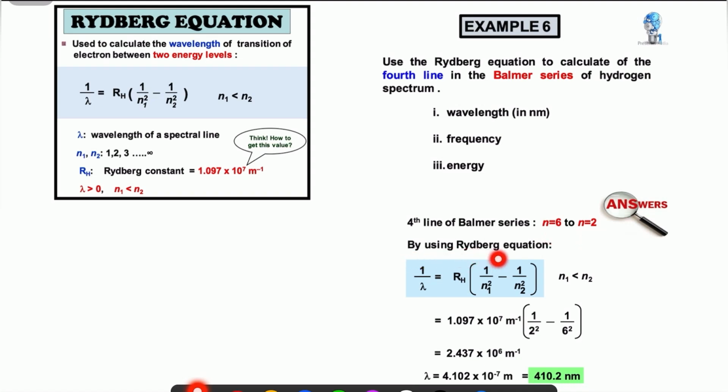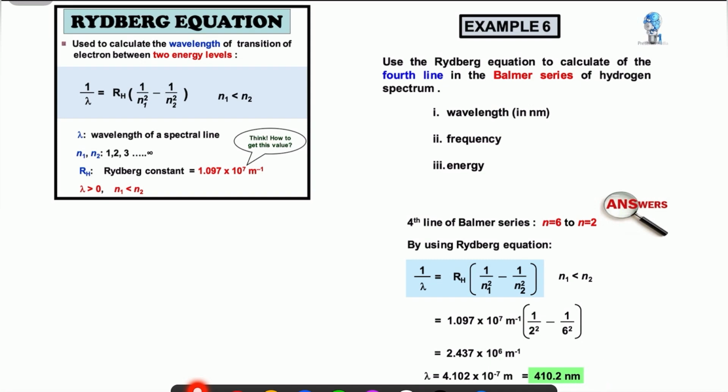By using the Rydberg equation, you have to write the formula complete with n2 larger than n1, then substitute the values, then you will get the answer in meter. But the question asks for nanometer, so you have to convert to nanometer, and the answer is 410.2 nanometer.